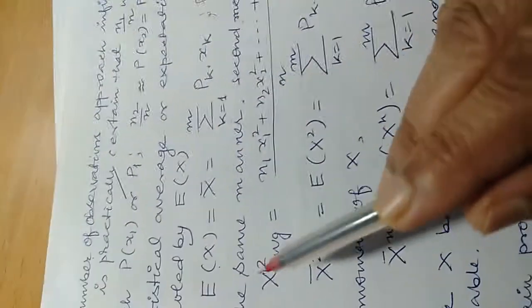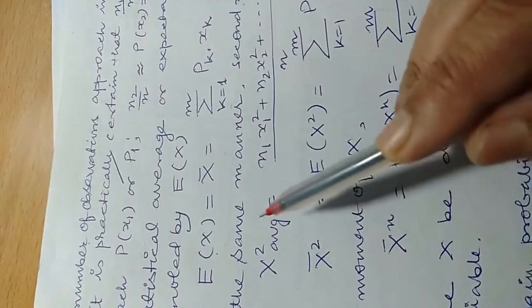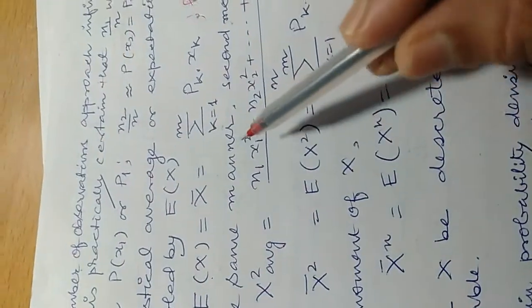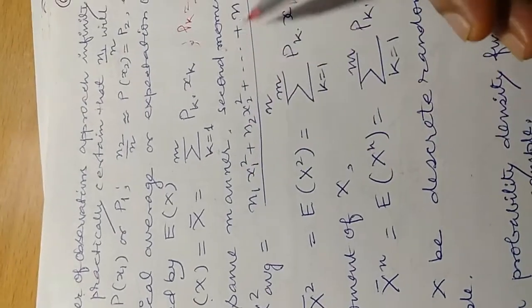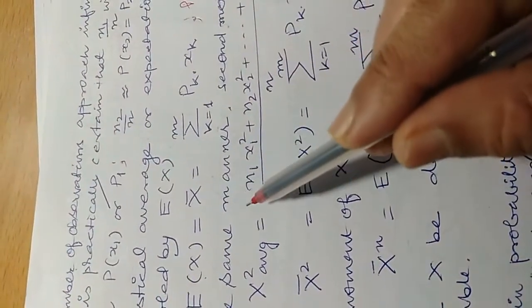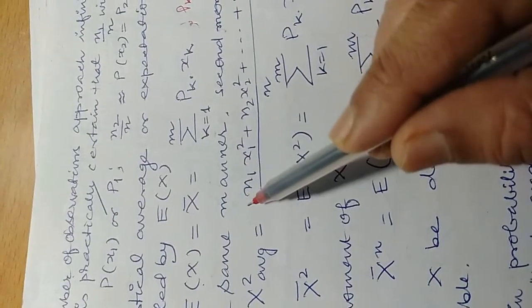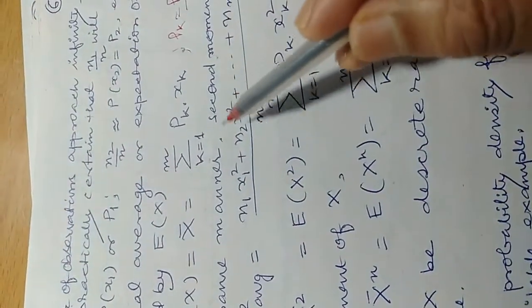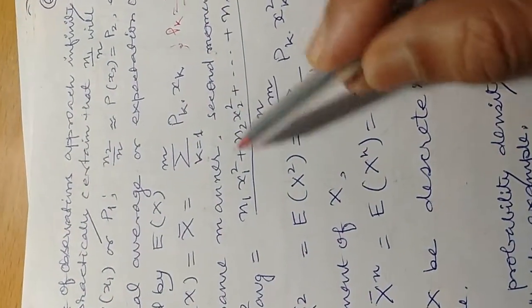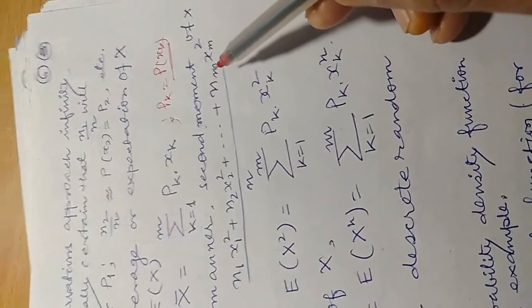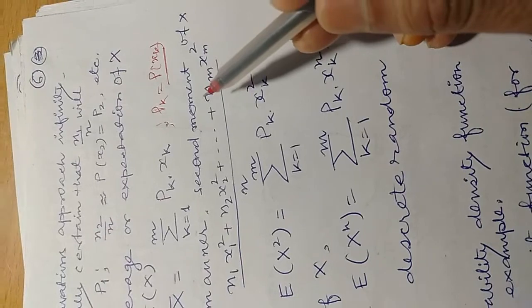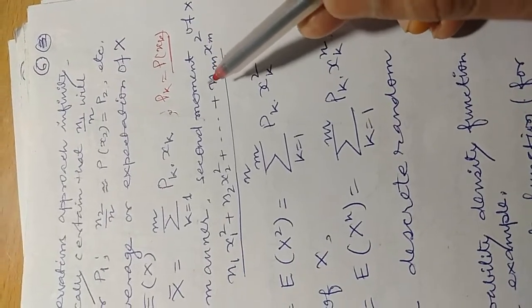Here also, what you have done is conducted an experiment and got some results, that is x1, x2, x3, x4, and so on. x1 has been observed n1 times, x2 has been observed n2 times, and xm has been observed nm times over the period of conducting the practical or experiment.